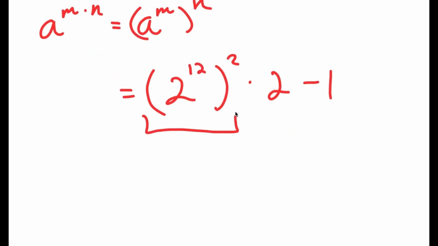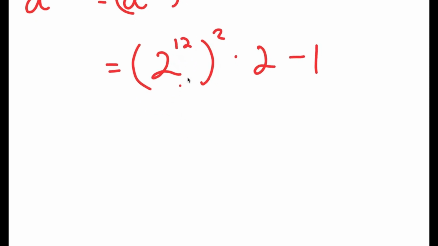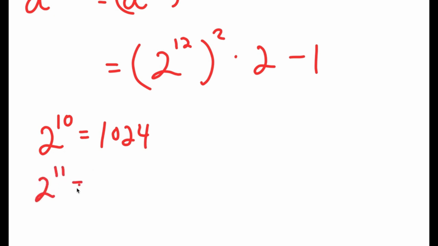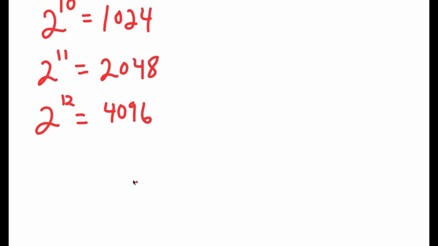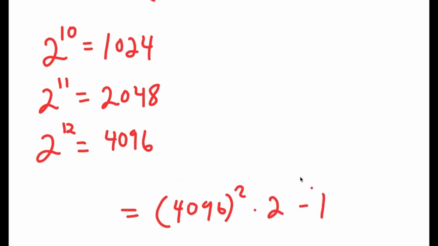So now I'm actually going to plug in the actual value of 2 to the power of 12 because 2 to the power of 12 is small enough where we know the exact value of it. So if you guys don't know what 2 to the power of 12 is, well, 2 to the power of 10, you should always remember this as 1024. So 2 to the power of 11 is going to be double of 1024, which is 2048, and 2 to the power of 12, which is the value we're looking for, is going to be double of 2048, which is 4096. So now I get 4096 squared times 2 minus 1.